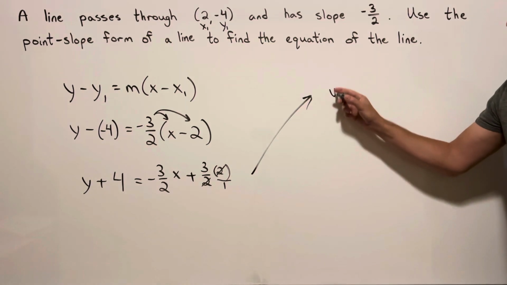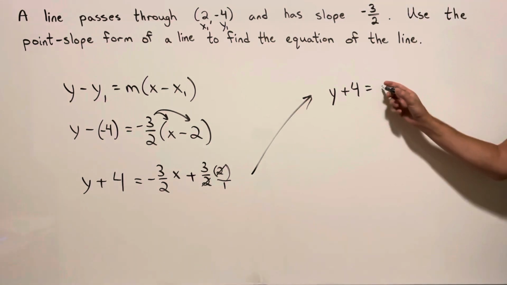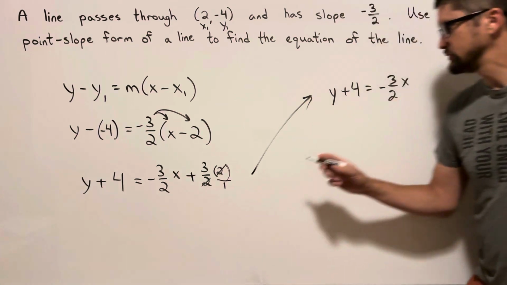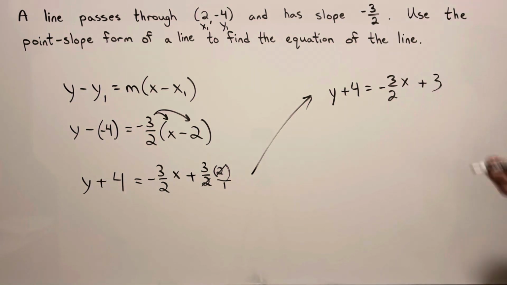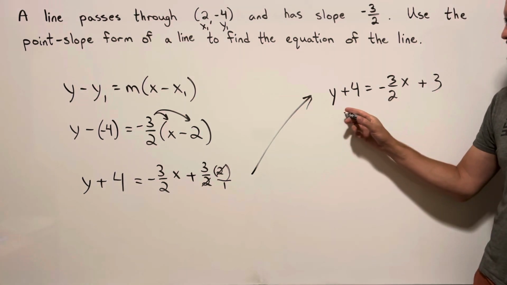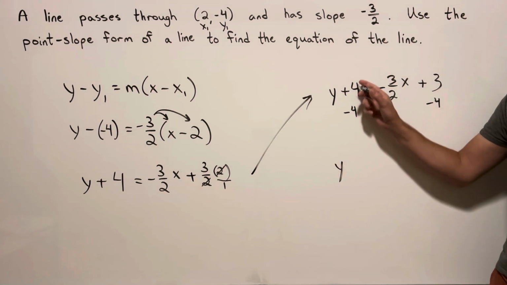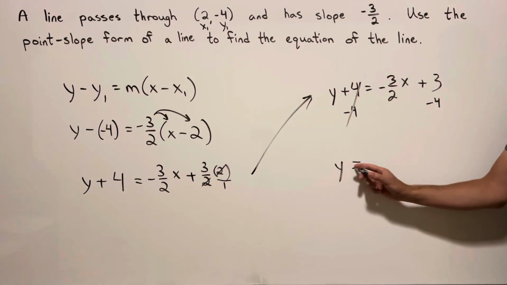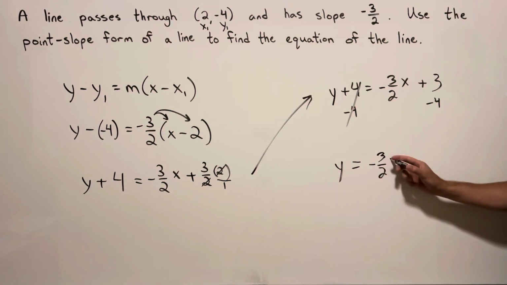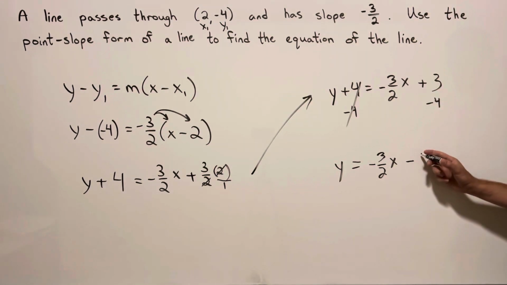All right, so I have the y plus 4 on the left-hand side. I'm going to keep the -3/2 x. And then this is going to turn into a +3. Now, if you want slope-intercept form, then we need to get rid of this +4 here. So I'm going to subtract 4 on both sides. That's going to get rid of it on the left. So now I just have a y on the left, and I have this -3/2 x. And then 3 minus 4 is -1. So I'm going to write this as a -1.